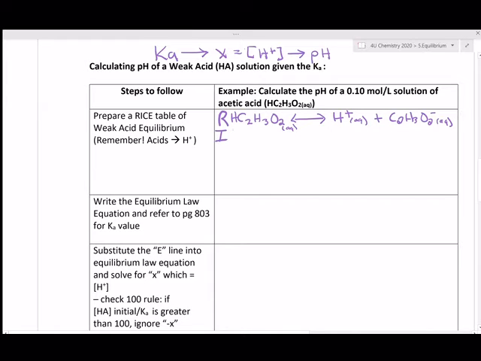Okay, so initially we've got 0.10, and as before, we have nothing at first. The change, as it ionizes, it's going to lose 1x.